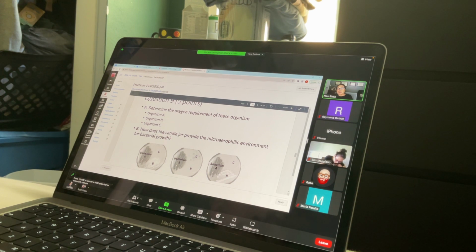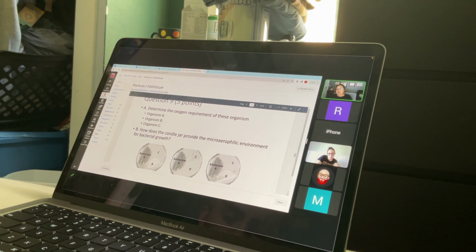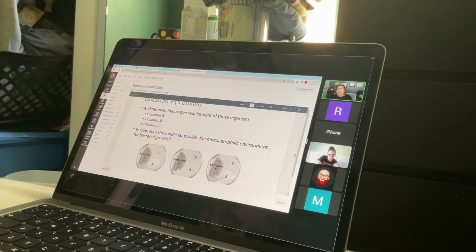So it's almost the same pattern of interpretation, but we're still looking at density of growth, but now we're looking at the plate and what condition the plate has been incubated in. So if you look at organism C, there is no growth in the air plate. There is growth in the plate that was in the candle jar, and then there's no growth in the plate that we had incubated in the gas pack jar. So what oxygen requirement would C be?